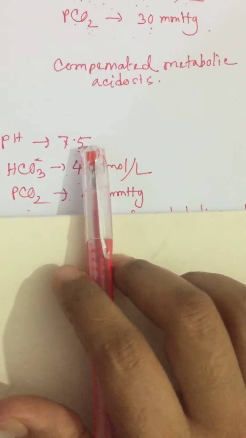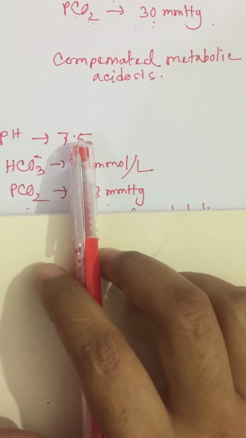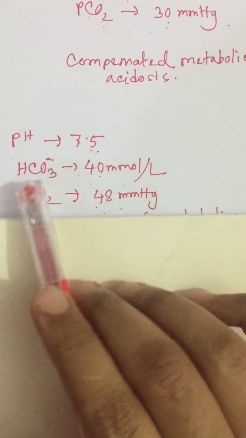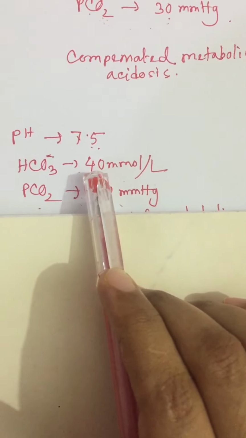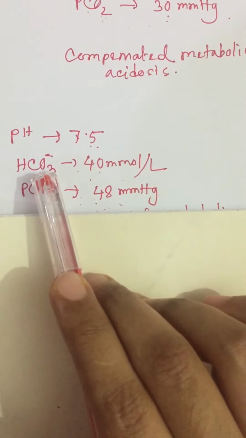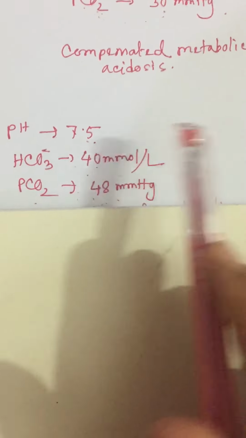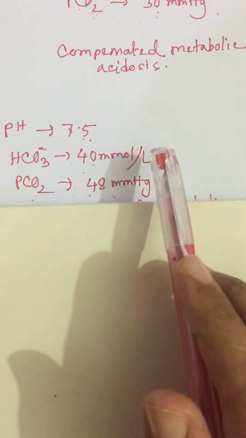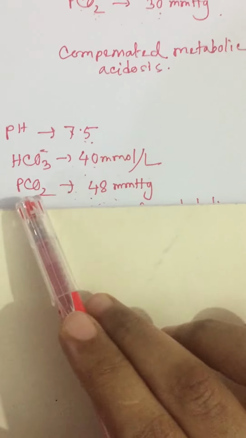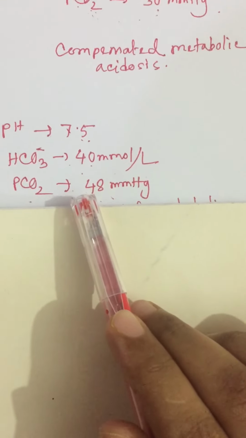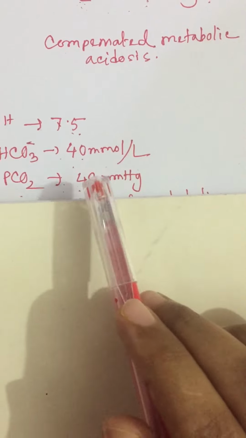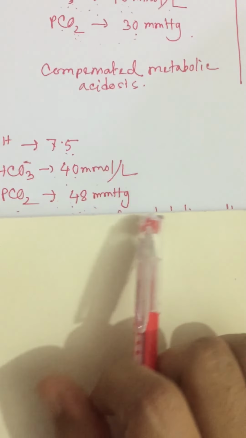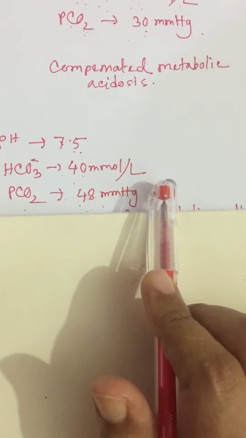pH 7.5, more than 7.4, that means it is alkalosis. Bicarbonate level 40, which is more than 24, that means metabolic alkalosis. Now compensation. In compensation, as bicarbonate is raised, partial pressure of carbon dioxide will also be raised. So here partial pressure of carbon dioxide is raised, yes. As normal value is 40, here it is 48. So it is compensated metabolic alkalosis.